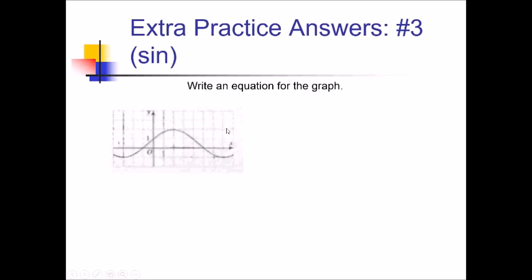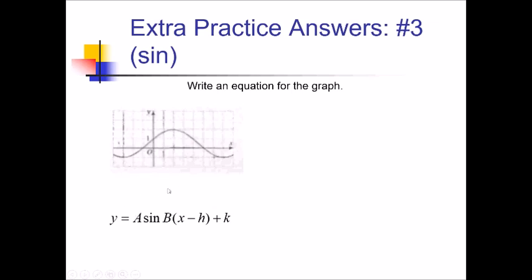To get an equation for this graph, let me start with the general formula for the sine version of this, and then I'll do a cosine version. So we have a sine of b times x minus h, plus k. And then let me start finding all these different things that I need: a, b, h, and k.